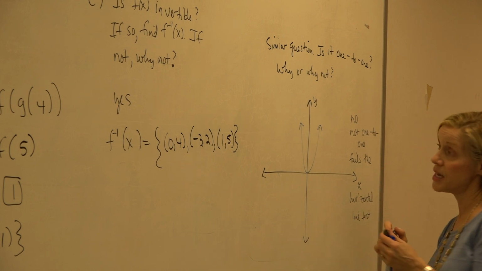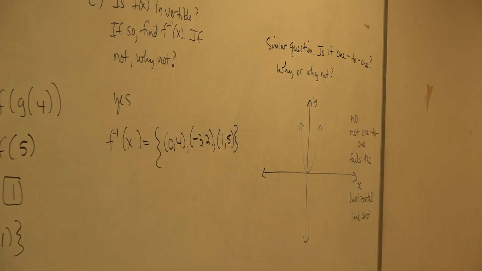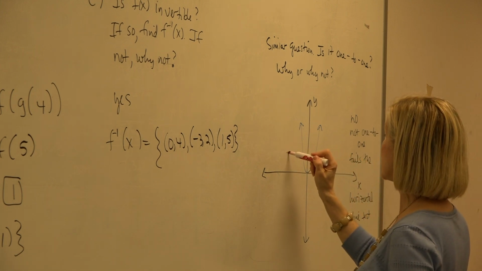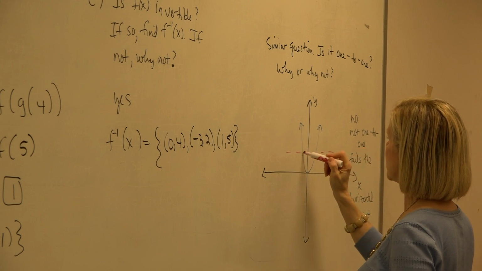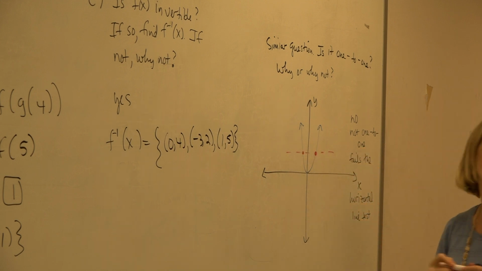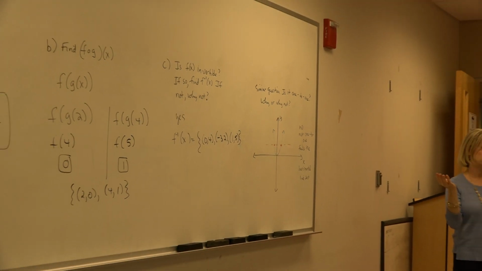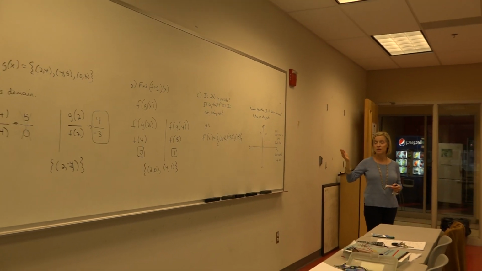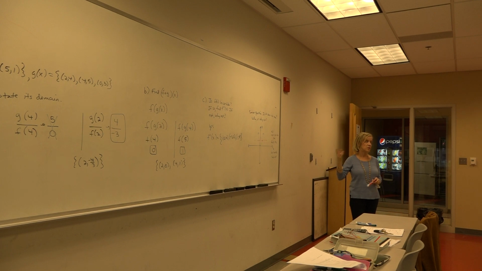And the horizontal line test says, if you can draw a horizontal line that intersects more than one point, like it does here, then it's not one-to-one. Because then you've got y values paired with more than one x value, right? And if we were to list those y's, they would have two different x's, so it's not a one-to-one function.